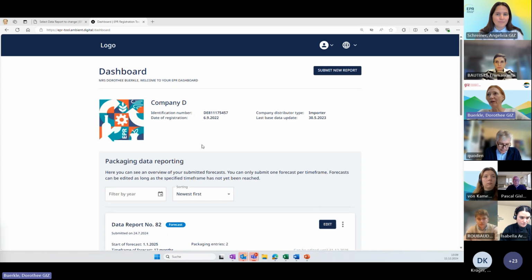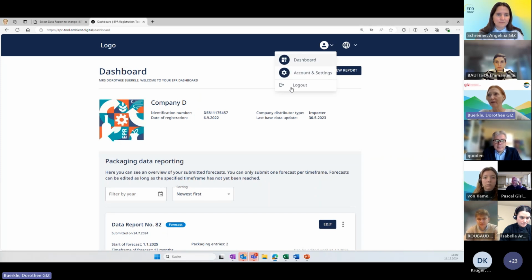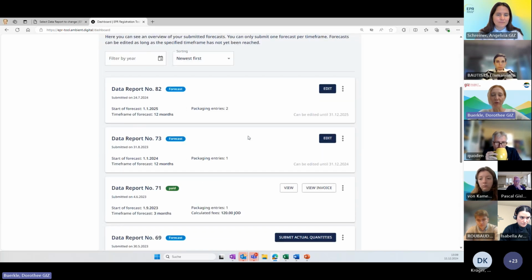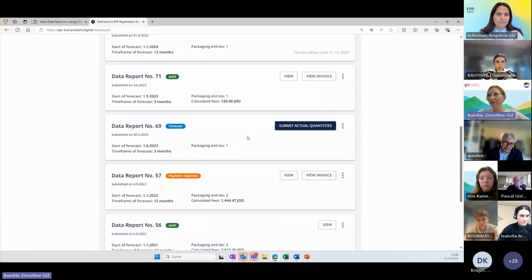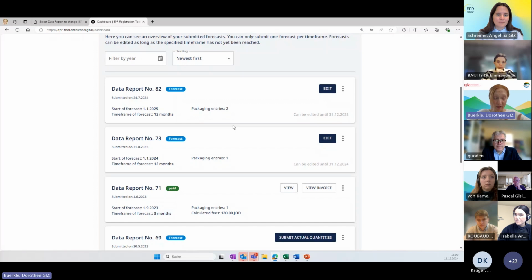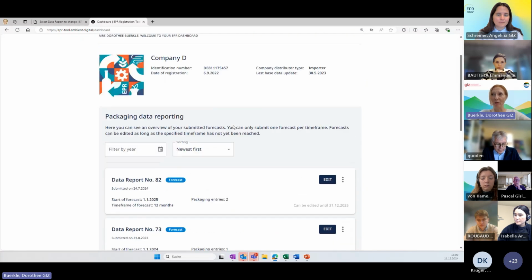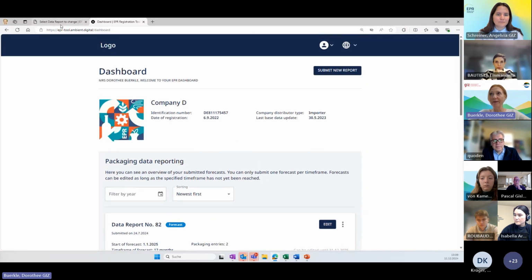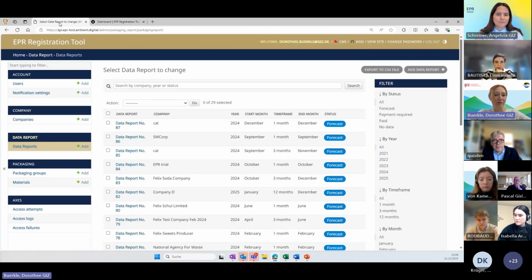You have your dashboard. Here you can change your account settings. And here you can see all the reports you handed in. You can filter them by year, and as a company, you're also always up to date on what you have paid into the system. And then let's have a look into the back end.